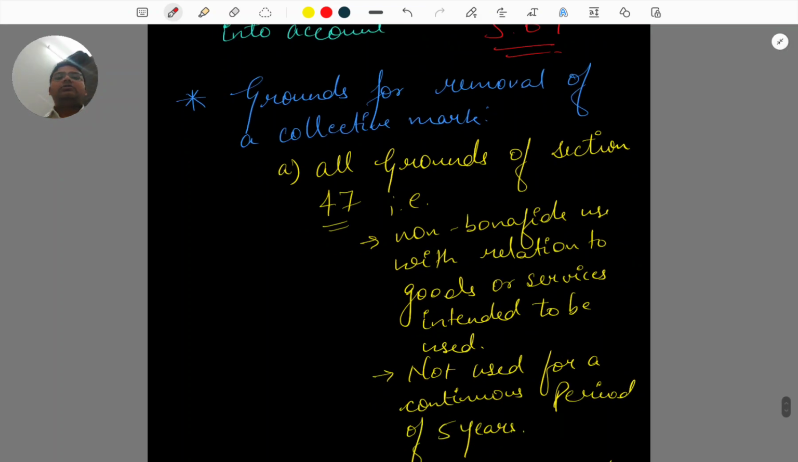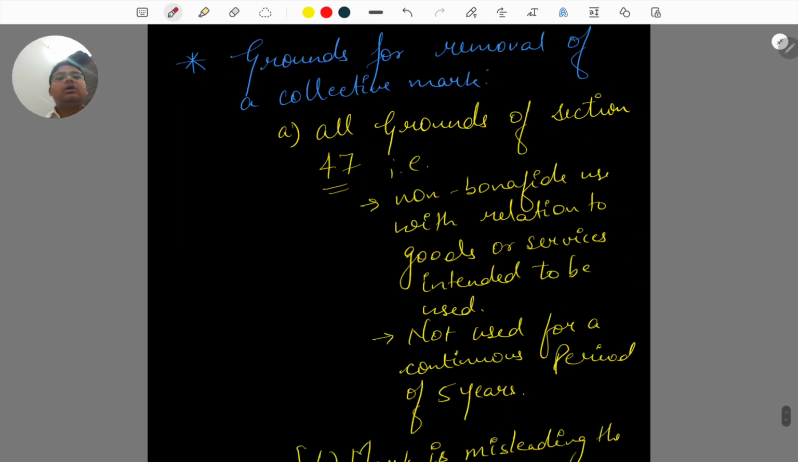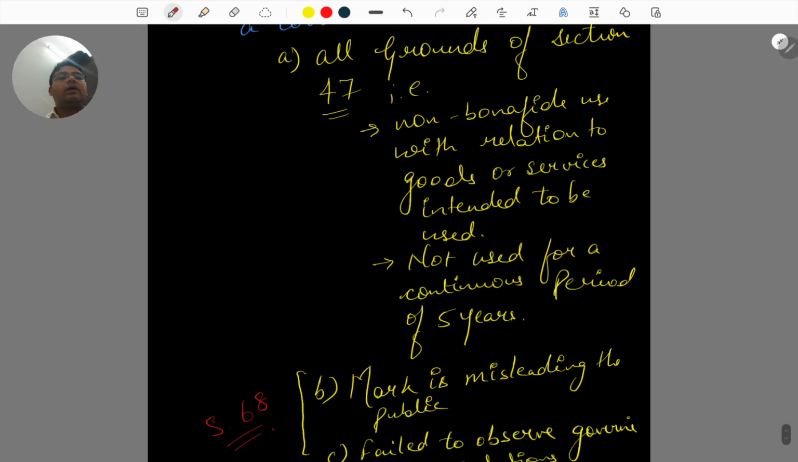Now when we talk about grounds for removal of a collective mark, all the grounds which applied to the normal mark remain the same for the collective mark as well. All grounds under Section 47, that is, non-bona fide use. If you have non-bona fide use, or you are not using that particular mark for the particular set of products. For example, you have got your mark registered under Class 5 and you are using that particular mark for Class 6. That becomes one of the grounds for removal, if you remember, under Section 47. So that again is a ground for removal for a collective mark.